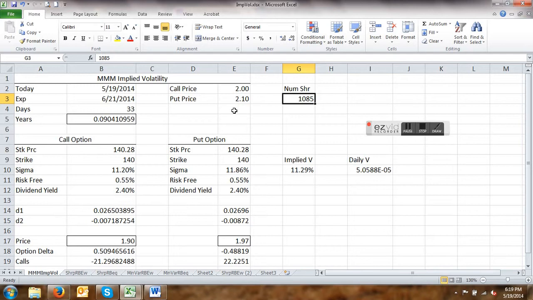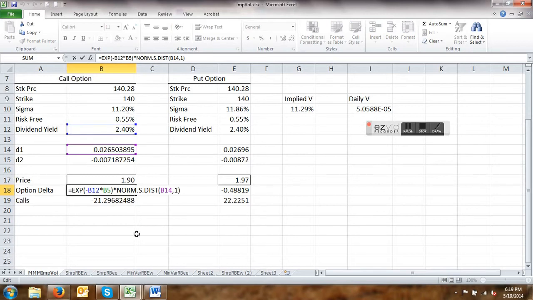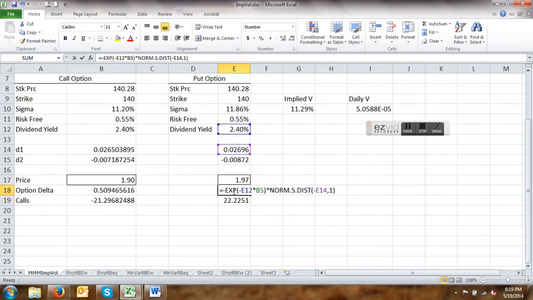The first thing you're going to do is get the current price of the put and the call. And then you're going to come down here and run your what-if analysis, your goal seek, to find the implied volatility. Once you have the implied volatility calculated for both the put and the call, your next step is to calculate the delta. This is the equation for the delta of a call, and this is the equation for the delta of the put.